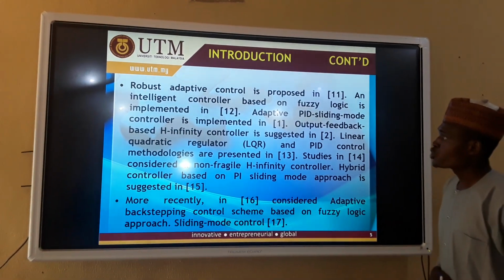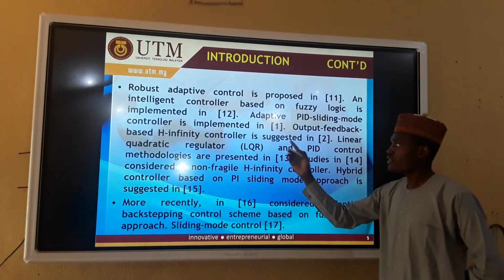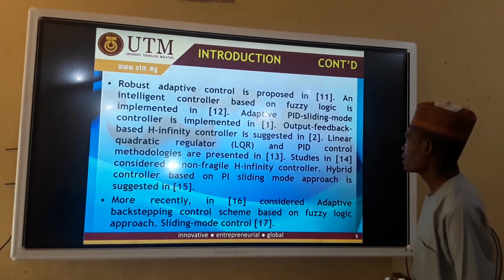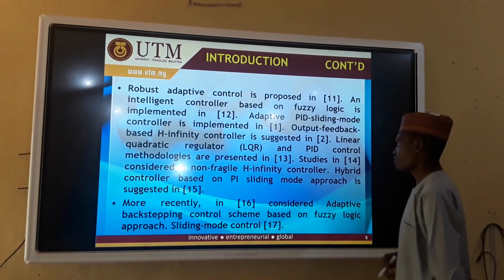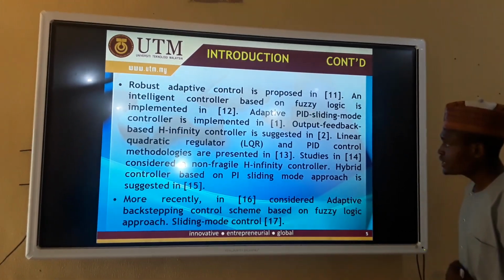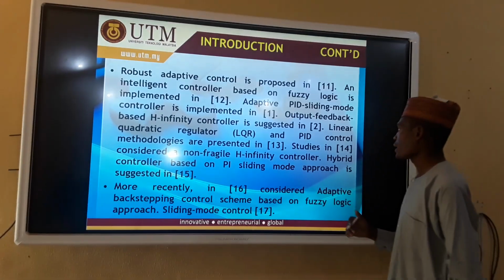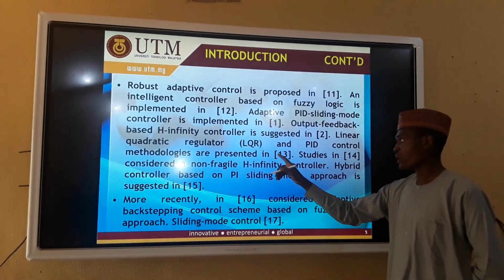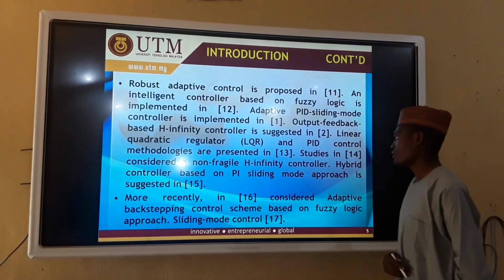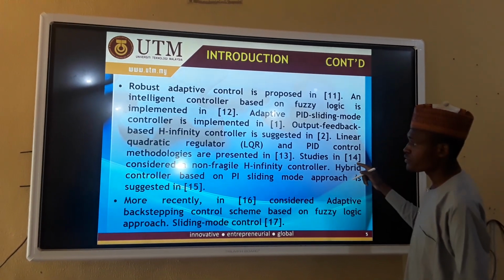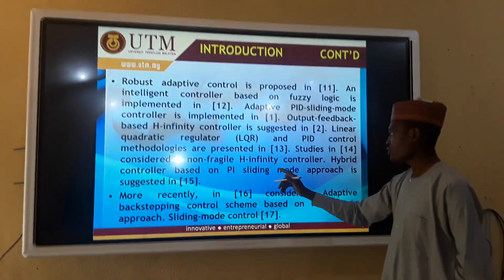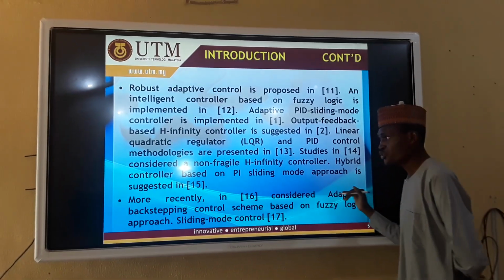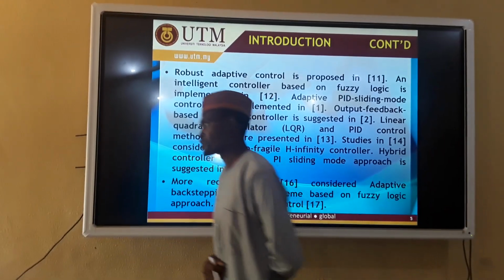Adaptive PID sliding mode controller is implemented in reference 1. Output feedback based H-infinity controller is suggested by researchers in reference 2. Linear quadratic regulator LQR and PID control methodologies were presented by researchers in reference 13. More studies in reference 14 considered a non-fragile H-infinity controller. Hybrid control based on PI sliding mode approach is suggested in reference 15.